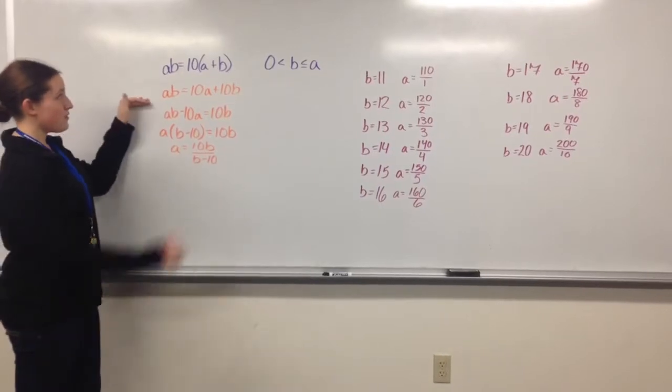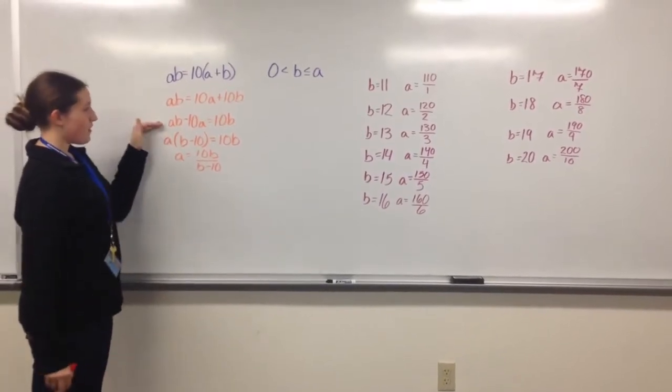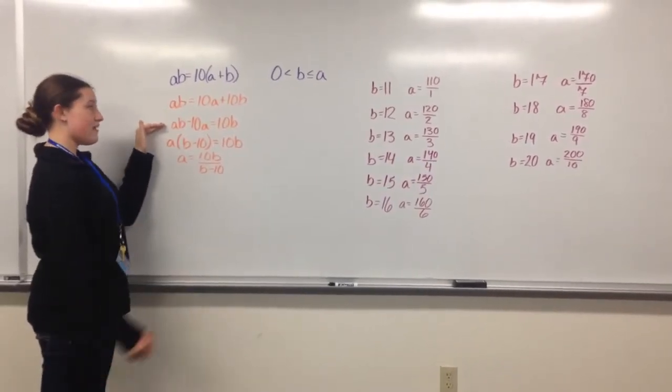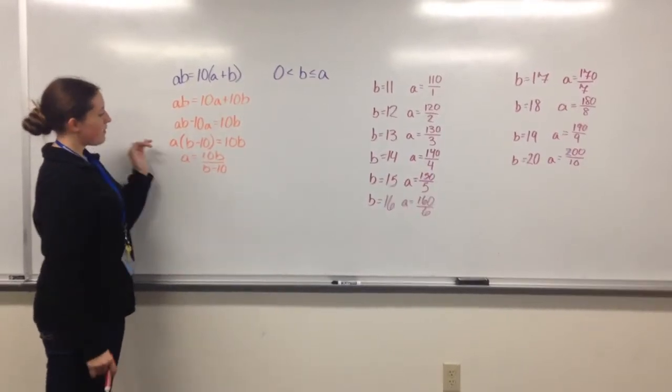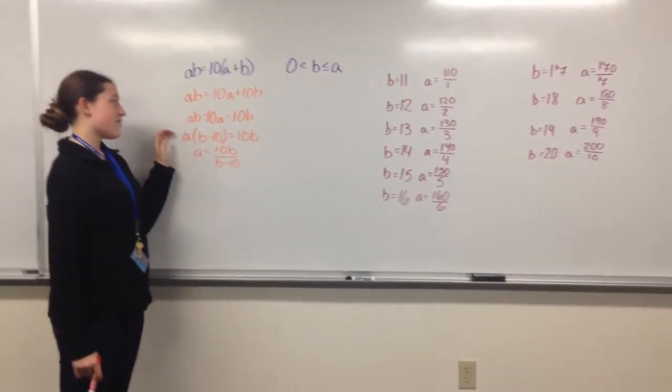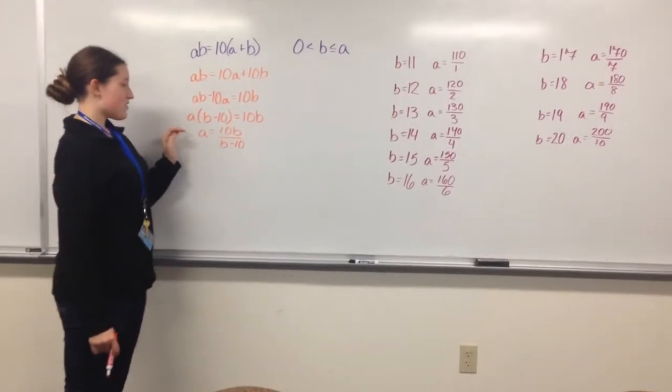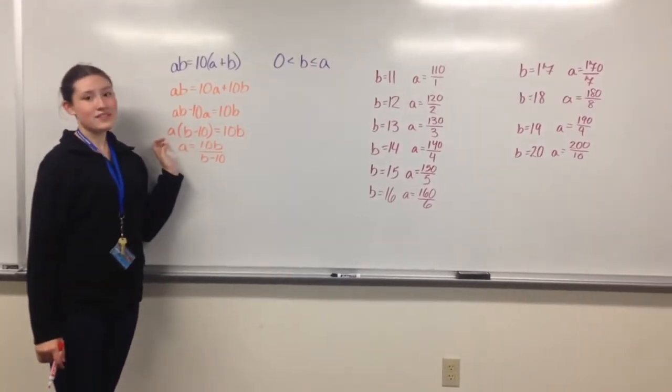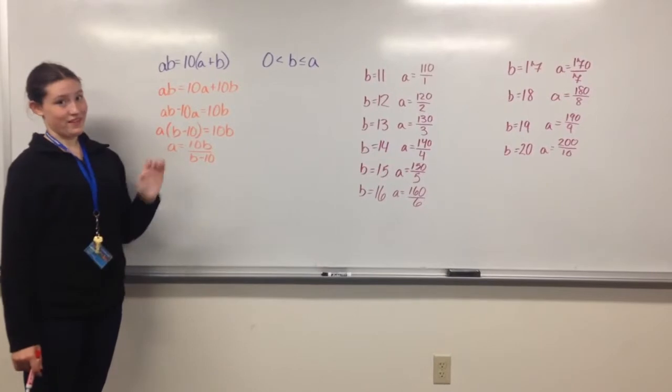So I distributed in my 10, then I subtracted 10A over to the left side, then factored out an A and divided by B minus 10, which eventually got me A is equal to 10B over B minus 10.